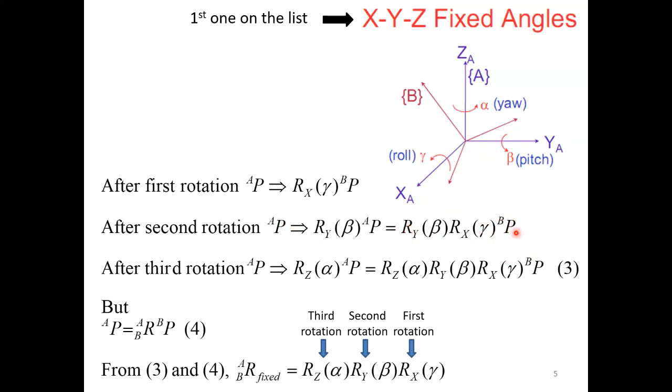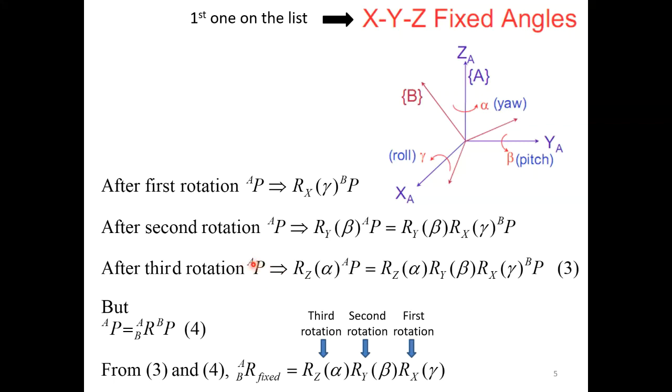And after that, you have your third rotation, this time around Z-axis by angle alpha. You have a vector AP, you rotate it around Z-axis by an angle alpha. So you pre-multiply it with Rz alpha. It's a vector operator, right? Then you substitute for AP. AP is equal to Ry beta Rx gamma BP. So you get this one. So this is after the third rotation.